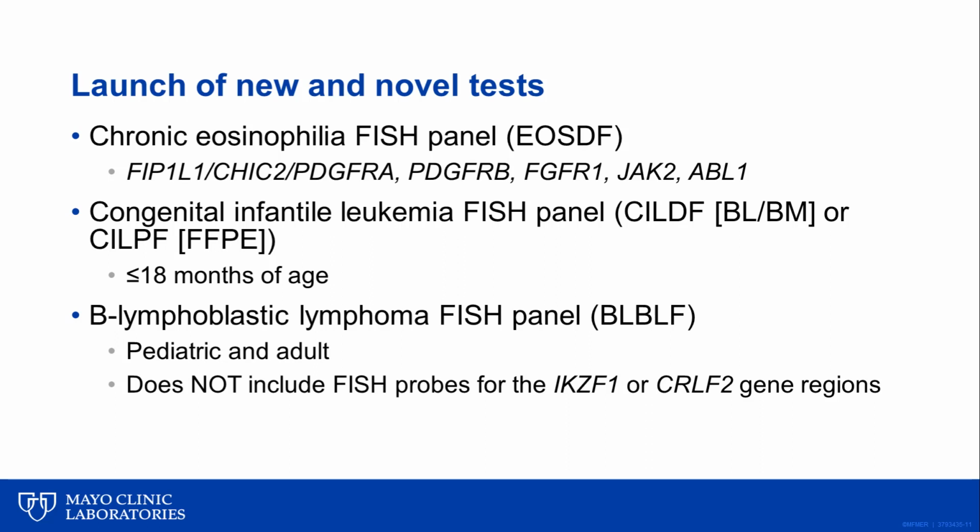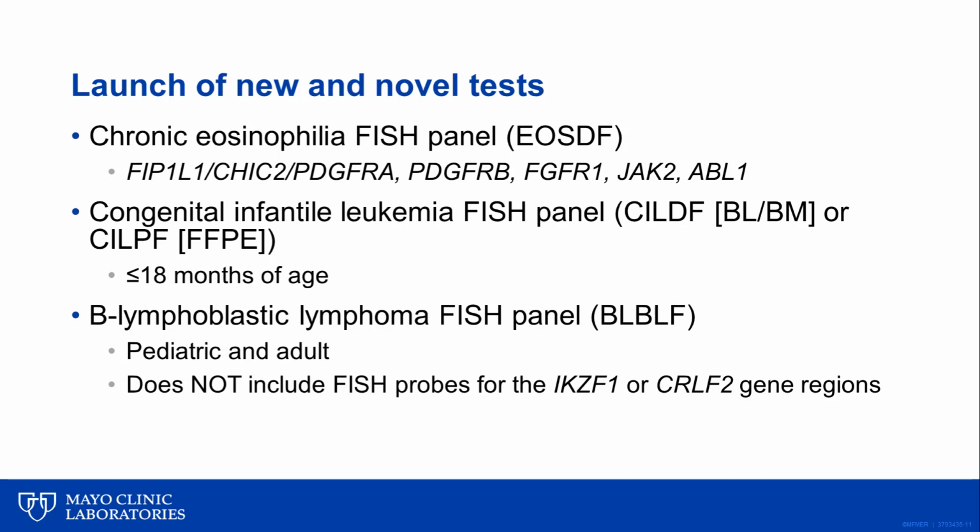We're also excited to announce 3 new tests for our clients. First, we will be offering a chronic eosinophilia FISH panel. Per the 2017 WHO, myeloid and lymphoid neoplasms with eosinophilia and translocations of PDGFR alpha, PDGFR beta, FGFR1, and JAK2 have been described and may be amenable to targeted therapy. We have also included ABL1, as hematologic neoplasms with ABL1 translocations can also be accompanied by eosinophilia, such as CML.